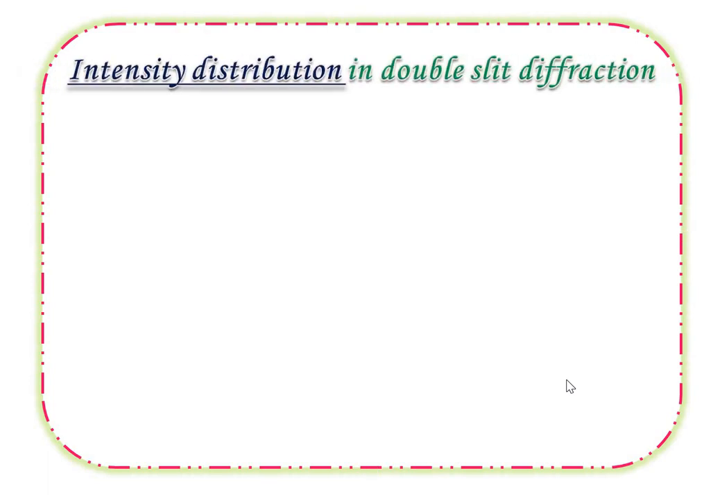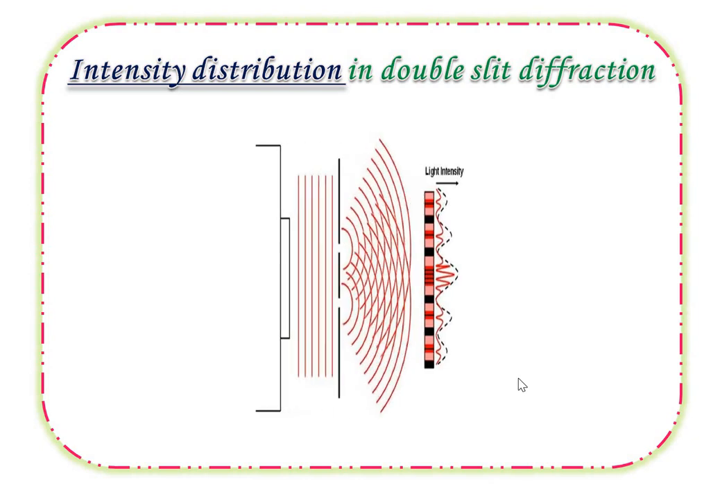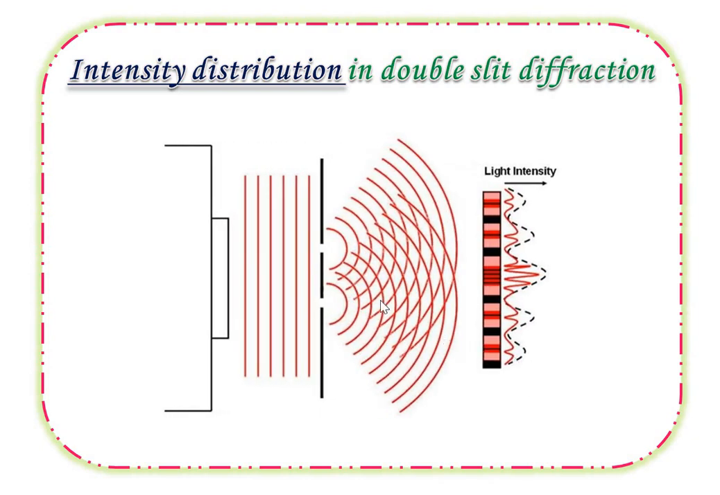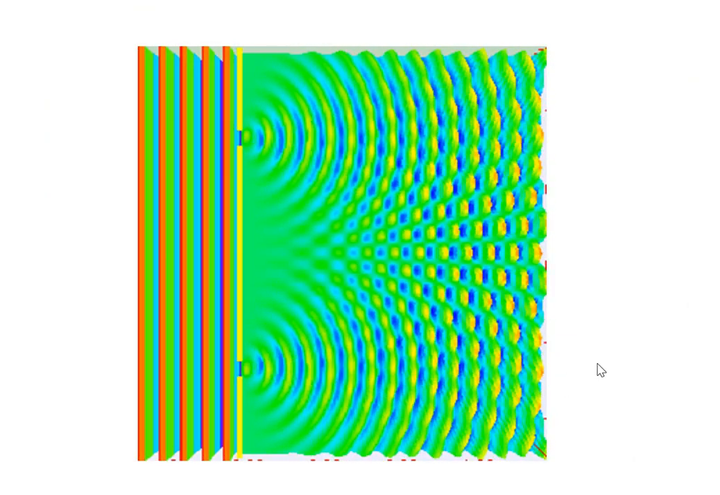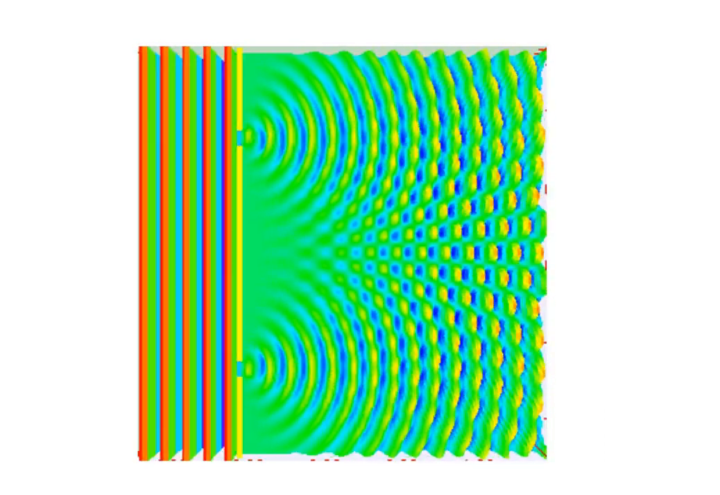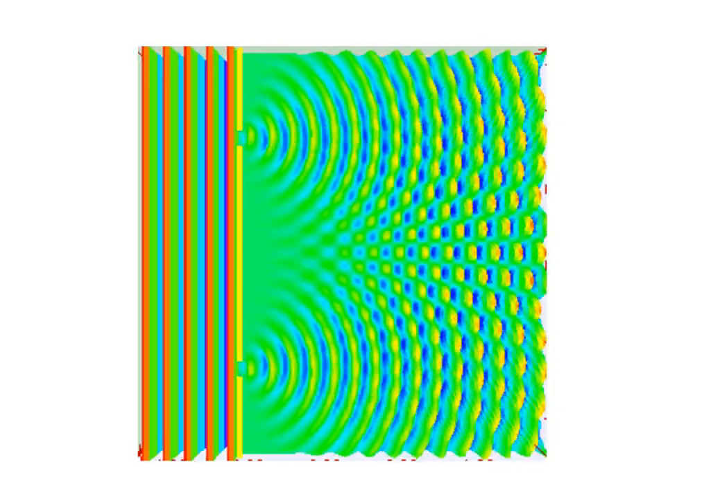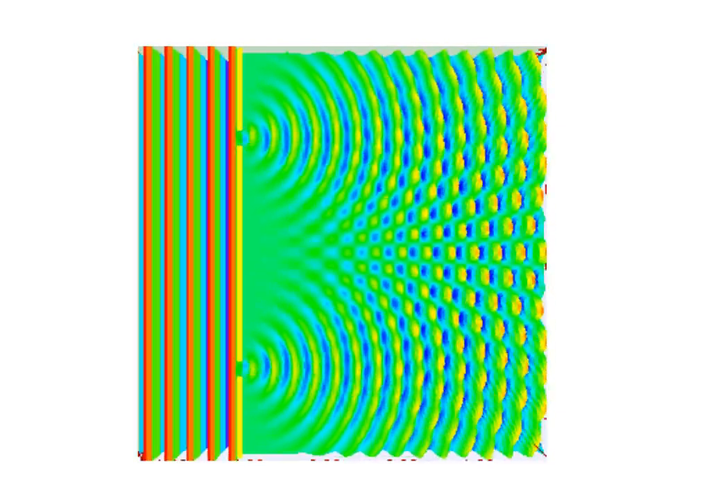Next, it is intensity distribution in double slit diffraction pattern. This looks in this way. This one is the double slit and intensity looks in this way. This pattern is decided by the diffraction of the individual slit as well as by the interference between them. This one is the double slit diffraction pattern.